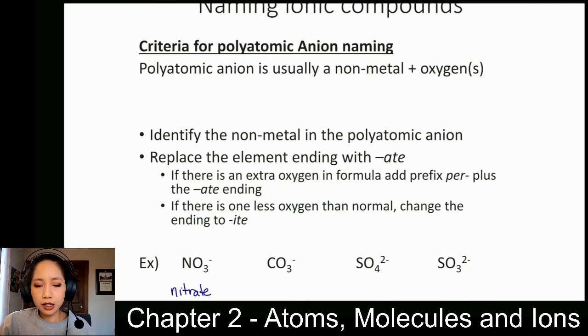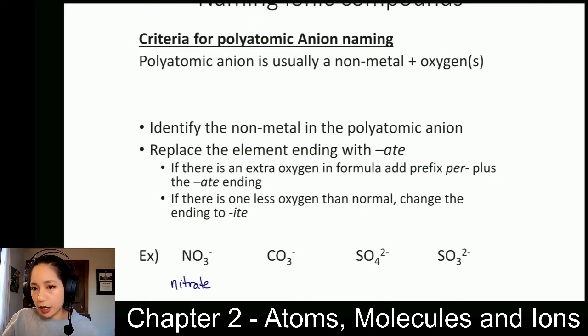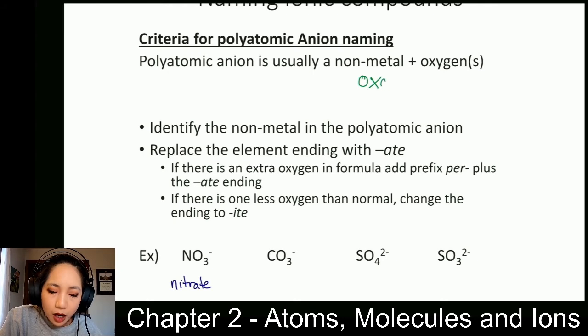What other anions do we need to know? The polyatomics. Remember, polyatomic just means that there's more than one element in that molecule that's charged. For the most part, polyatomic anions are usually a nonmetal plus some oxygens, so we oftentimes call these oxoanions.